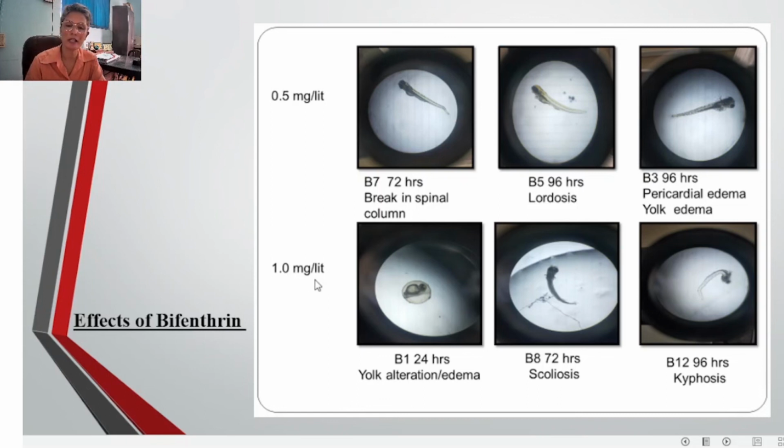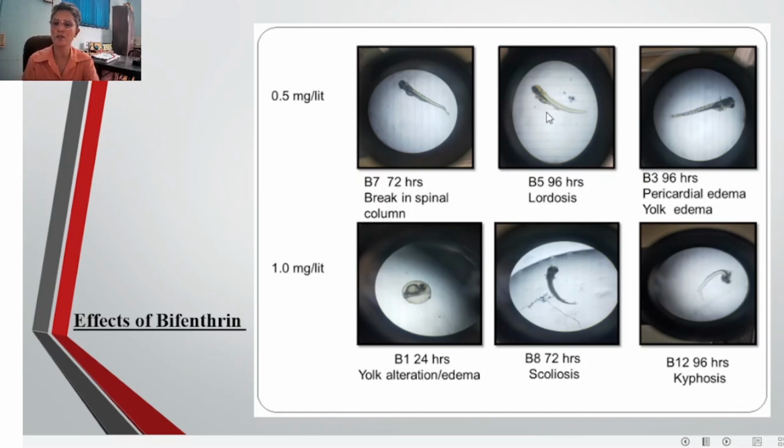In 1 milligram per liter concentration in 24 hours, yolk alteration is there. Here you can see the yolk is reduced in the embryonic part. This is the unhatched embryo, and the yolk inside of the embryo is altered. Edema has also been observed. In 72 hours the scoliosis is there. Here you can see the lordosis is there, and here the scoliosis is there.